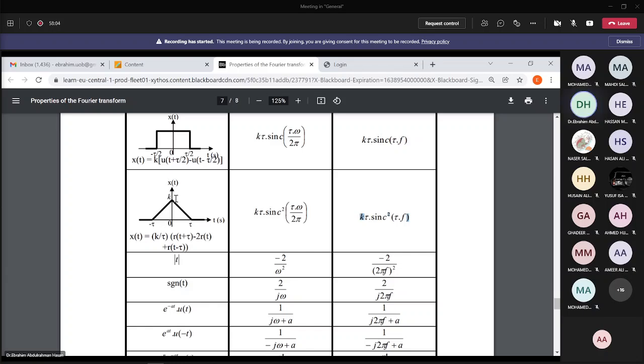This is tau, and this is equal to k. So then this is ready. Directly from here you can use this result, or this table, to find x of t. But suppose the question is to show or prove that the inverse Fourier transform for k tau sinc square tau f equals this triangle, which goes from minus 2 to plus 2.